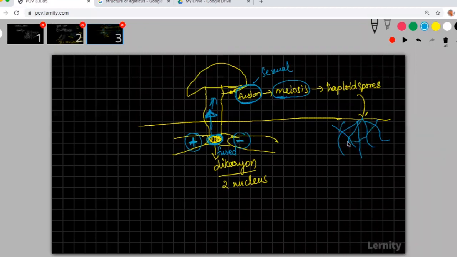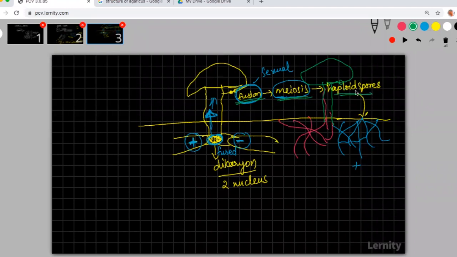These things are formed underneath. So let us say that this will become a plus strain. And then after some time, there is a minus strain which grows nearby. This plus and minus will join together to form a new basidiocarp, and this new fungus will be formed. Again, the same thing will happen. Fusion will happen, meiosis will happen, and then haploid spores will be formed.